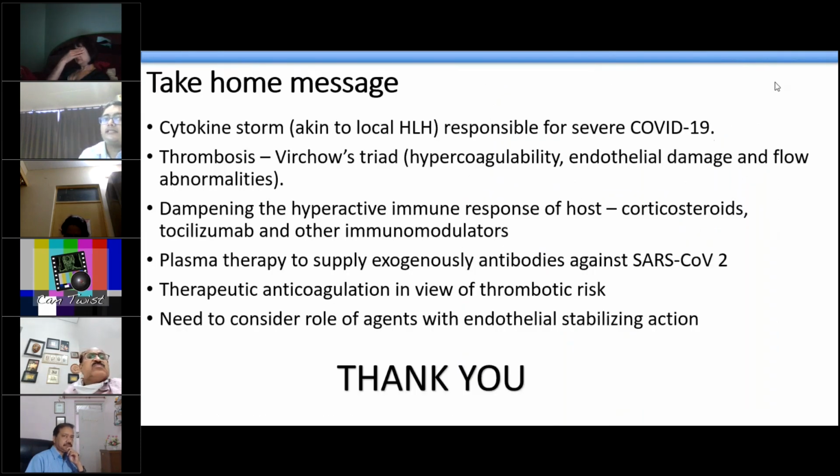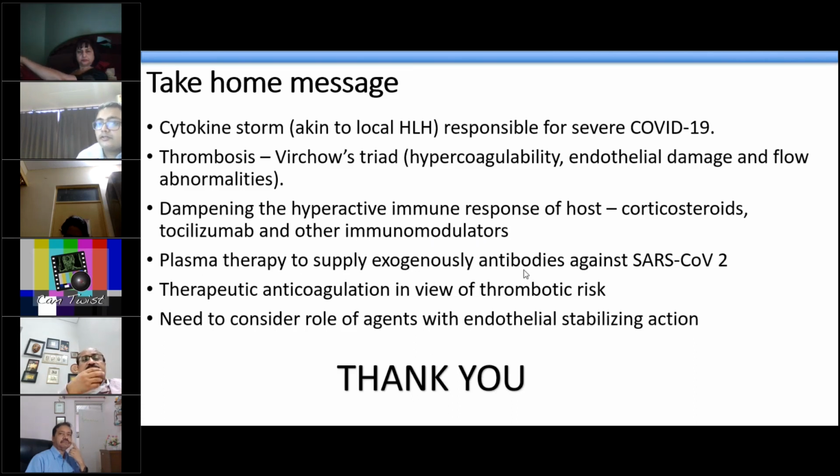To conclude, cytokine storm akin to a local hemophagocytic lymphohistiocytosis is responsible for severe COVID-19. Thrombosis could be partly thought of as due to Virchow's triad: hypercoagulability, endothelial damage, and flow abnormalities. Dampening the hyperactive immune responses of the host through corticosteroids, tocilizumab, and other immunomodulators may help in those with severe COVID-19.